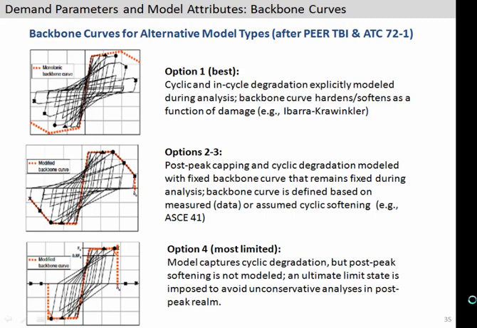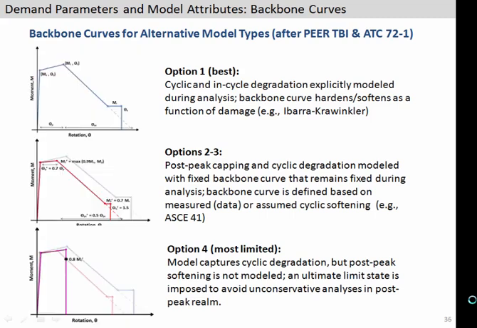Option 4 at the bottom would be the most limited. This is where you have a model that doesn't have that negative slope, so that if you pushed it monotonically, it would keep increasing its resistance. And there you basically just have to cut it off. You could use that model up to the point at which the structure degrades, but your model doesn't. And so the ATC 72 document and some of the criteria in there give some guidance on modeling parameters for these different options.